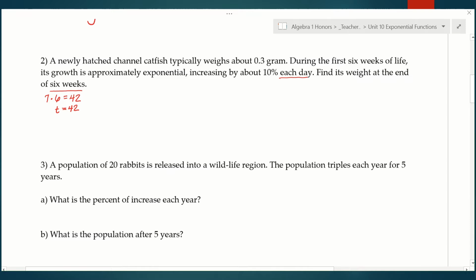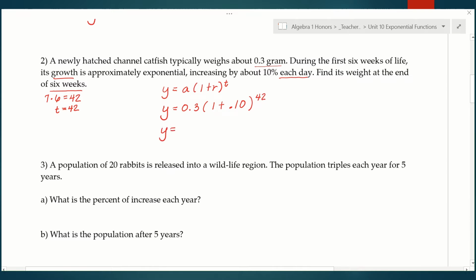One other thing I will mention is that this is growth. So I'm going to write down my growth formula to start. A times 1 plus r to the t power. All right, so here we go. We have this catfish, typically weighing 0.3 of a gram to start, so that's my A value. And it's 1 plus 10%, which is 0.1. And we said our time is 42 days.